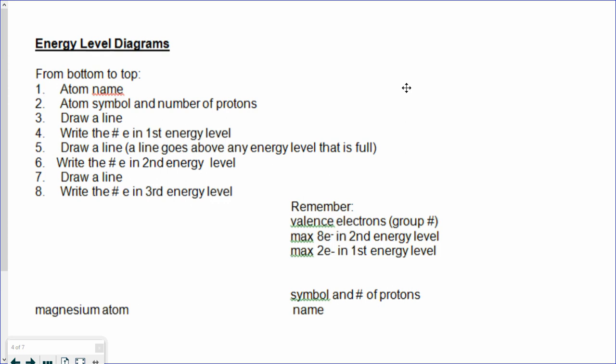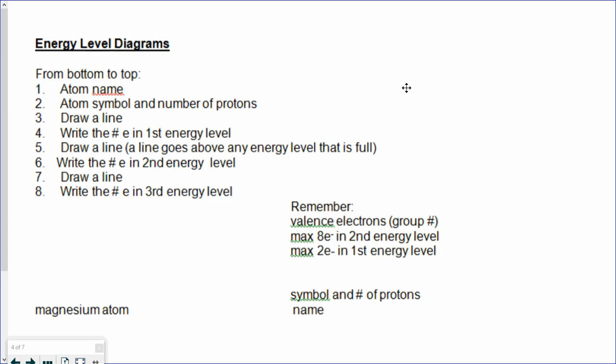So at the bottom you have the atom name, then you have the atom symbol and the number of protons. Then you draw a horizontal line. Then you write the number of electrons that are in the first energy level, draw another horizontal line, draw any electrons that are in the second energy level if it's used, draw a horizontal line, and then draw any electrons that are in the third energy level. That doesn't make any sense until you see me do it.